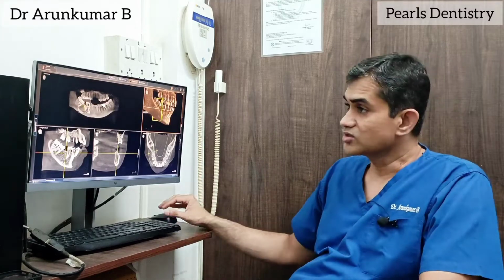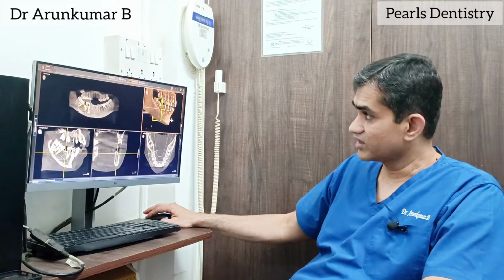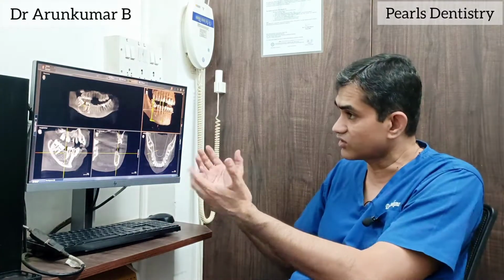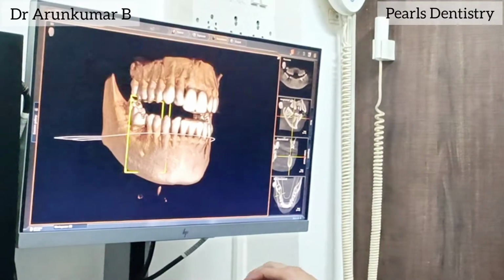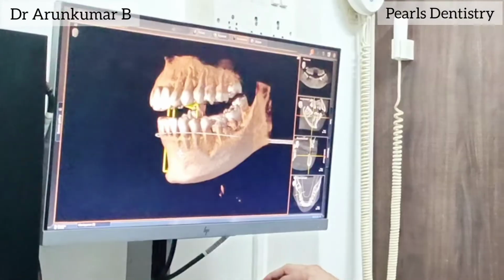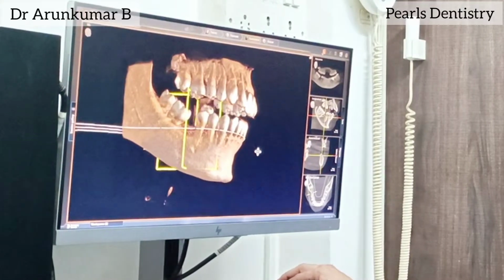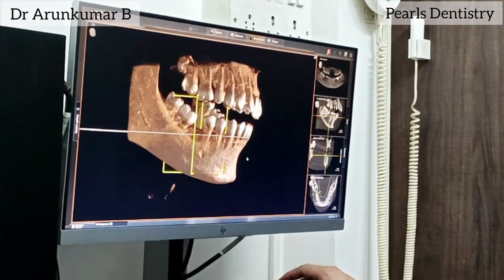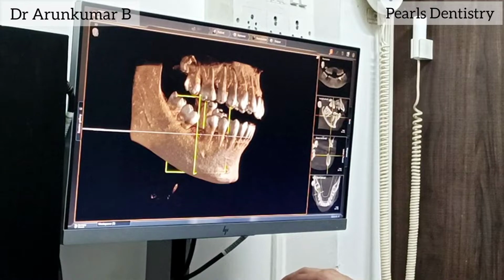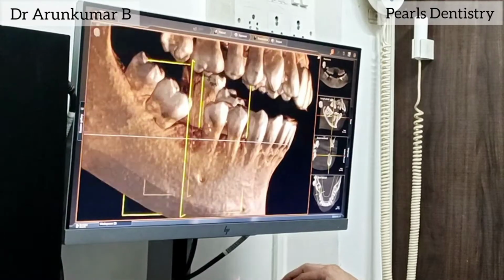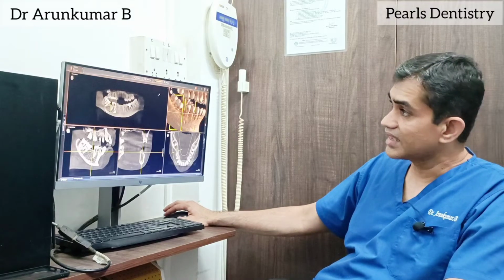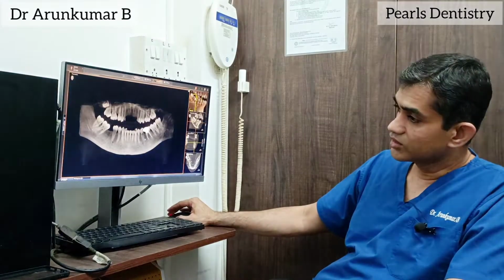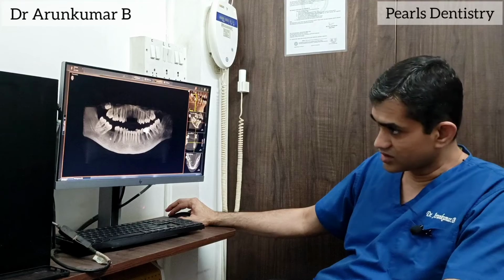So now in this particular patient, we have a CT scan in front of us. This is a reconstructed image of the patient's jaw scan. This patient has lost a lower right first molar. You can see that the patient has one tooth missing, and we can see the effect of that on the surrounding teeth. This is the particular tooth that is missing.